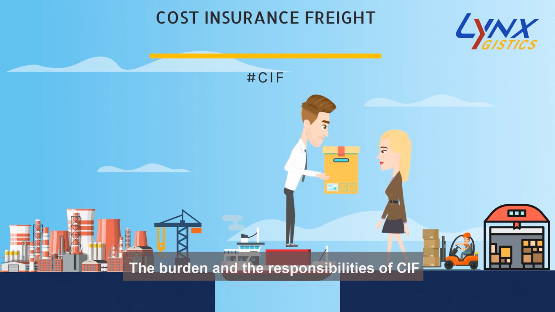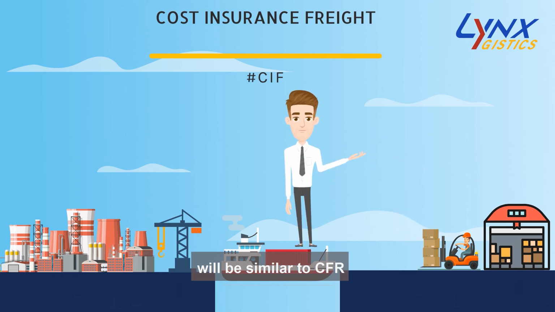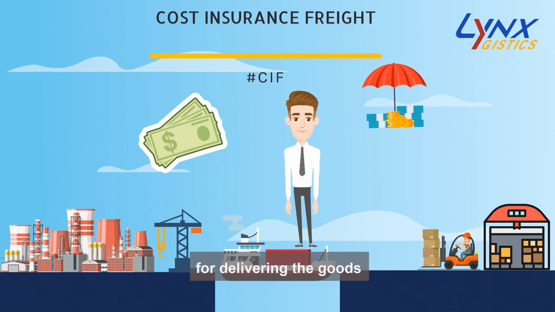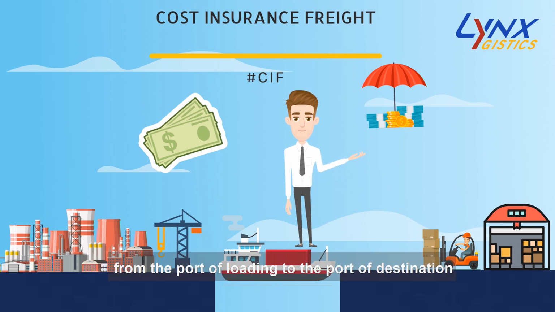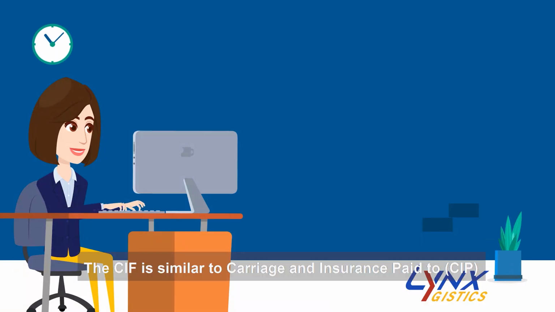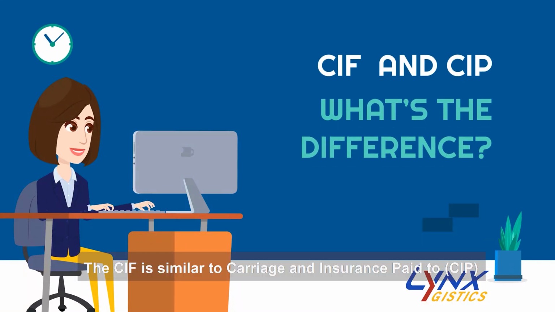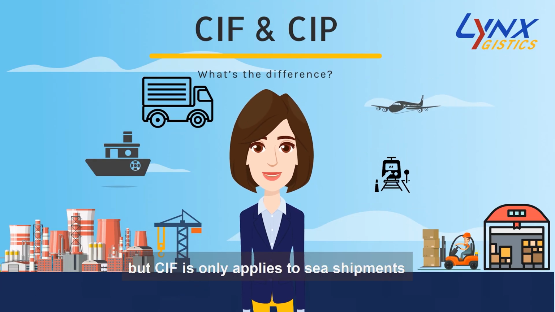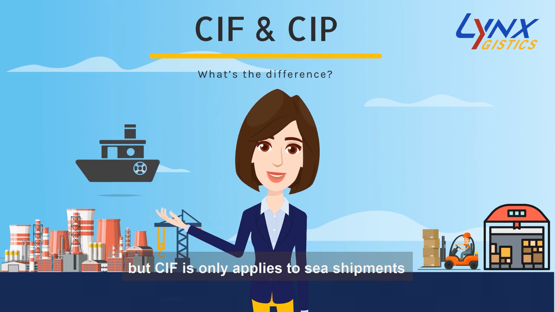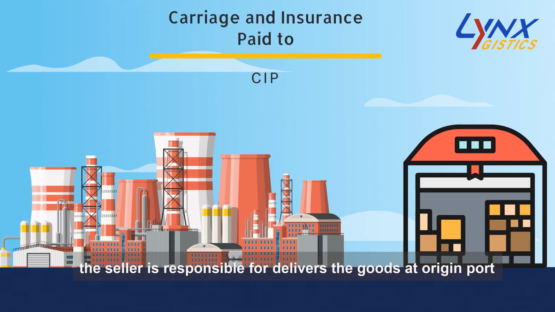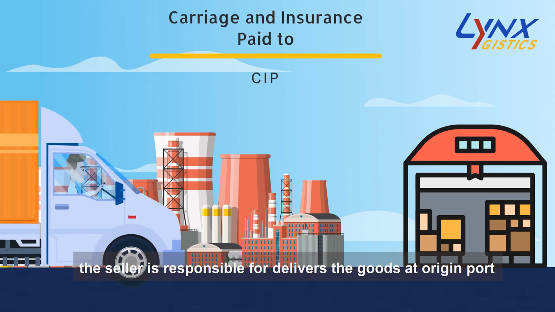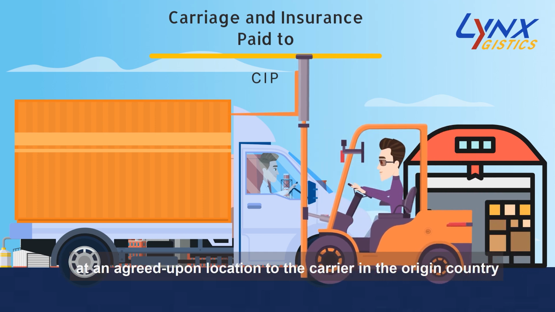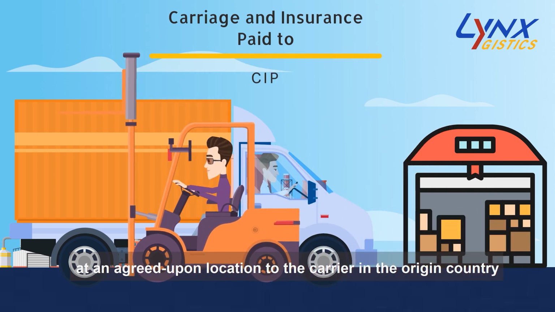The burden and the responsibilities of CIF will be similar to CFR, except CIF requires the seller to take out the insurance for delivering the goods from the port of loading to the port of destination. CIF is similar to CIP, carriage and insurance paid to, except that CIP is used for all modes of transport, but CIF only applies to sea shipments. And under CIF the seller is responsible for delivering the goods at the origin port, whereas for CIP, the seller is responsible for delivering the goods at an agreed upon location to the carrier in the origin country.